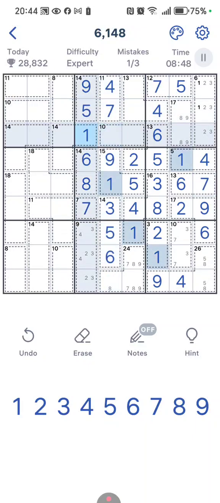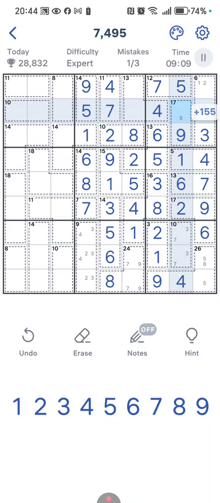So now 10. Can't be 1 and 9. Can't be 4 and 6. Can't be 3 and 7. So this has to be 2 and 8. Well, we know this is 8 here already. 2 and 8. So this is 11. So it can only be 9, sorry. 9. So this has to be 3 and 6. 3, 8. 3 and 6.